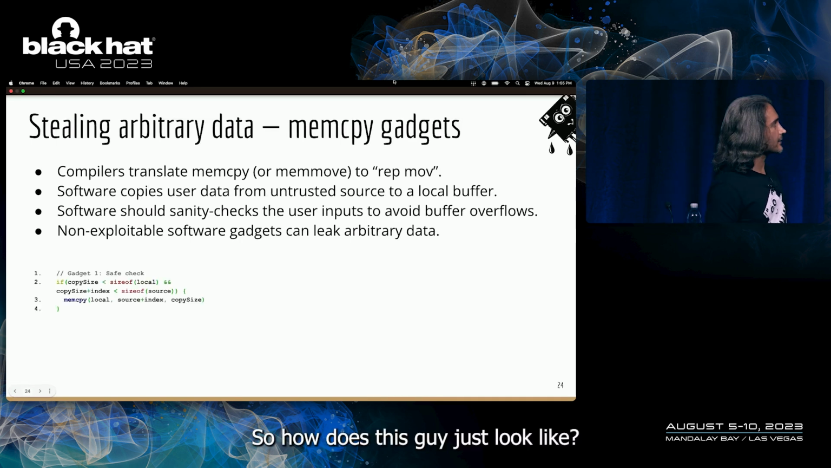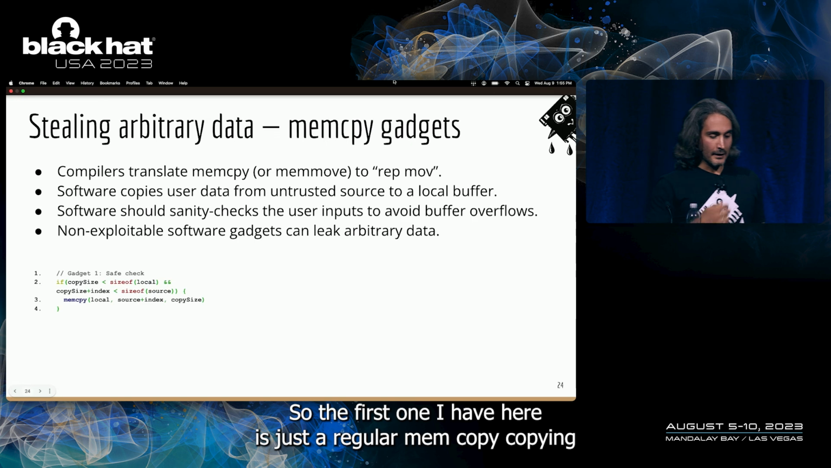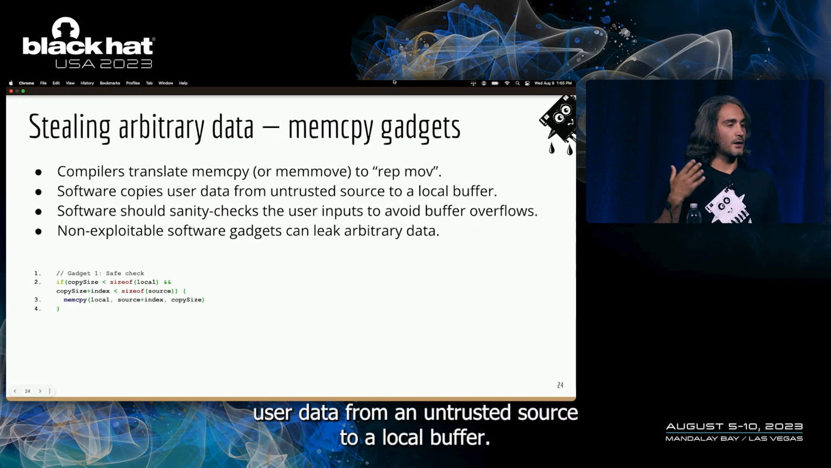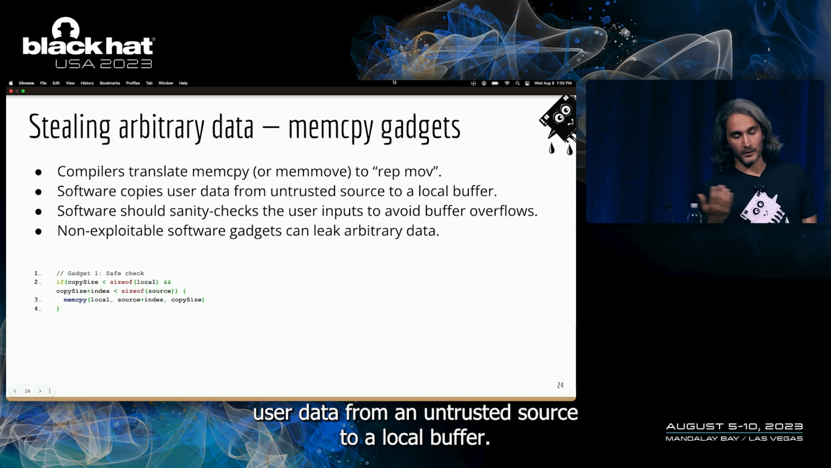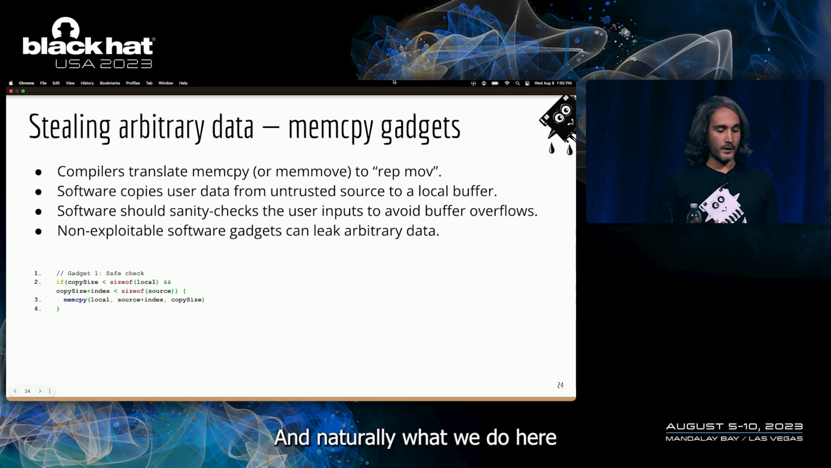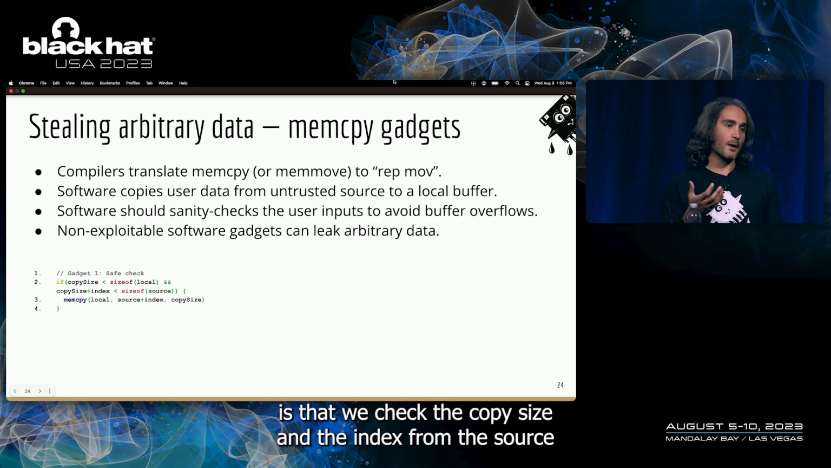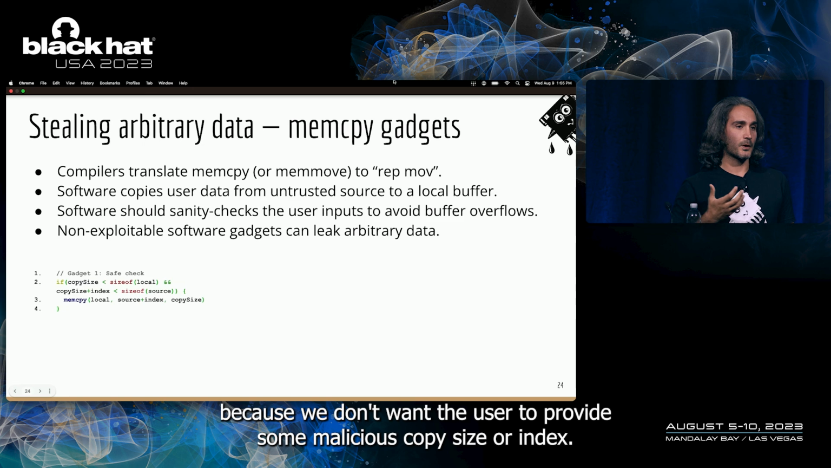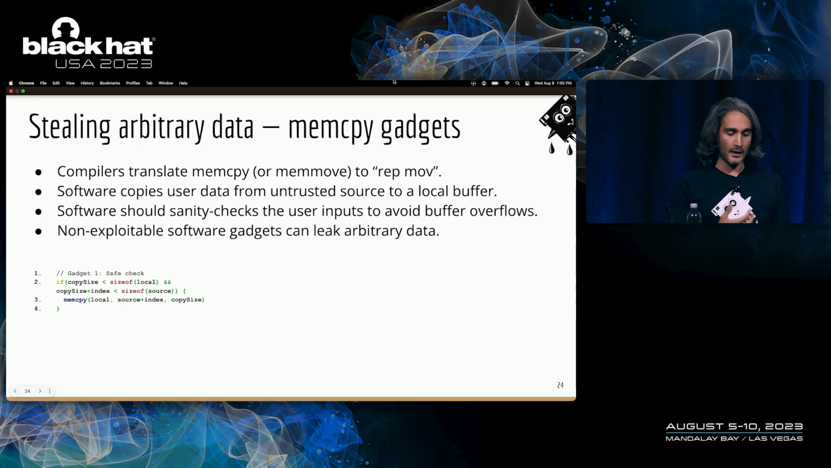So what do these gadgets look like? The first one I have here is just a regular memcopy copying user data from an untrusted source to a local buffer. And naturally, what we do here is check the copy size and the index from the source, because we don't want the user to provide some malicious copy size or index. So this is a correct copy check.